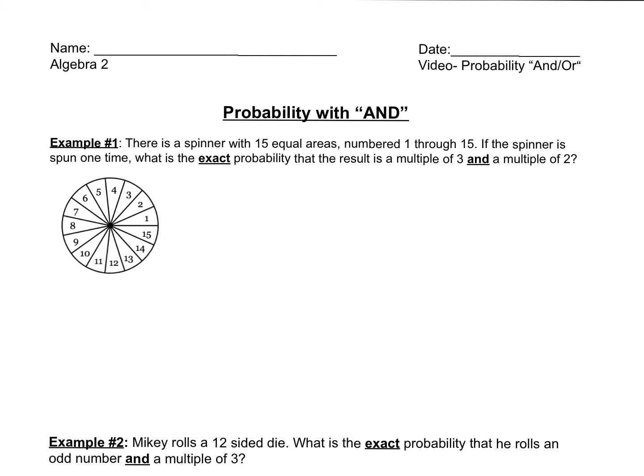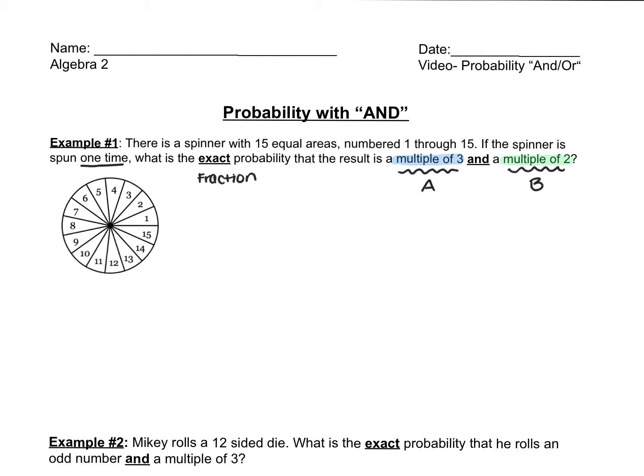So a couple of key words here. First things first, we're spinning the spinner one time, and we want to know the exact probability. And remember, exact probability means to express your answer as a fraction, that the result is a multiple of 3 and at the same time a multiple of 2. So still only spinning the spinner one time. So the way we're going to do this is we're going to call the multiple of 3 event A, and we're going to call the multiple of 2 event B.